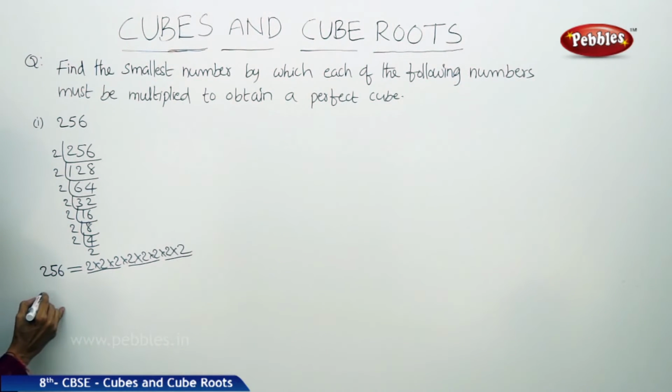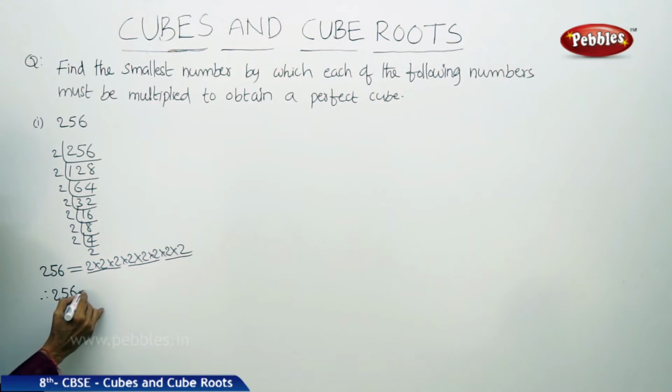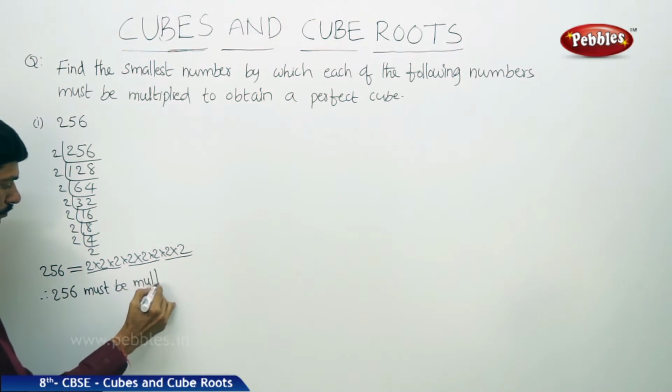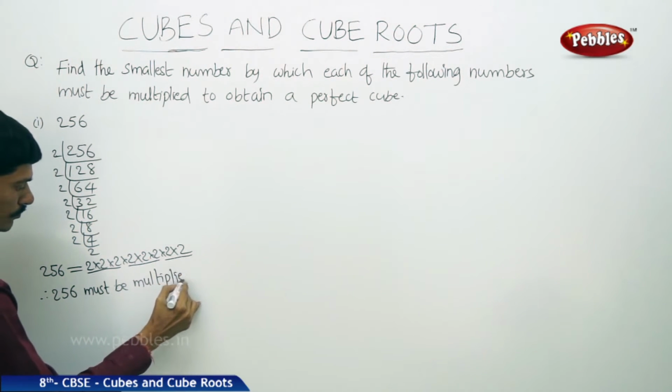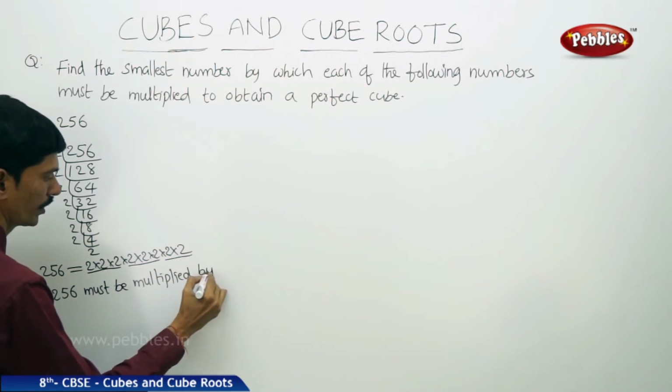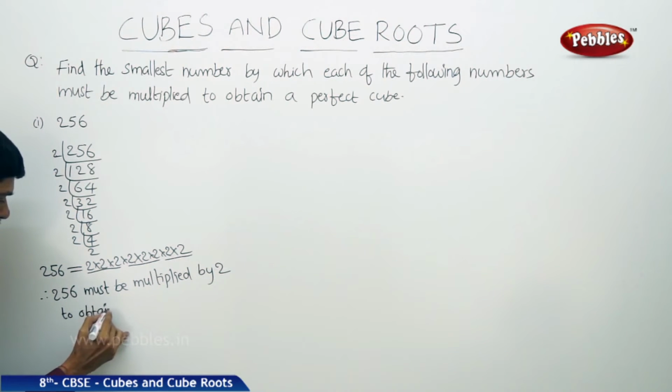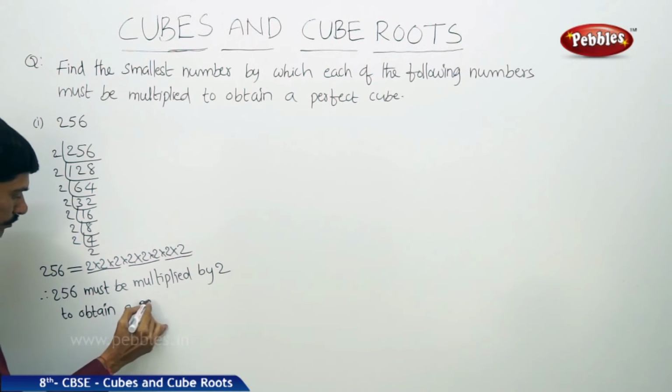So therefore you can write that 256 must be multiplied by 2 to obtain a perfect cube.